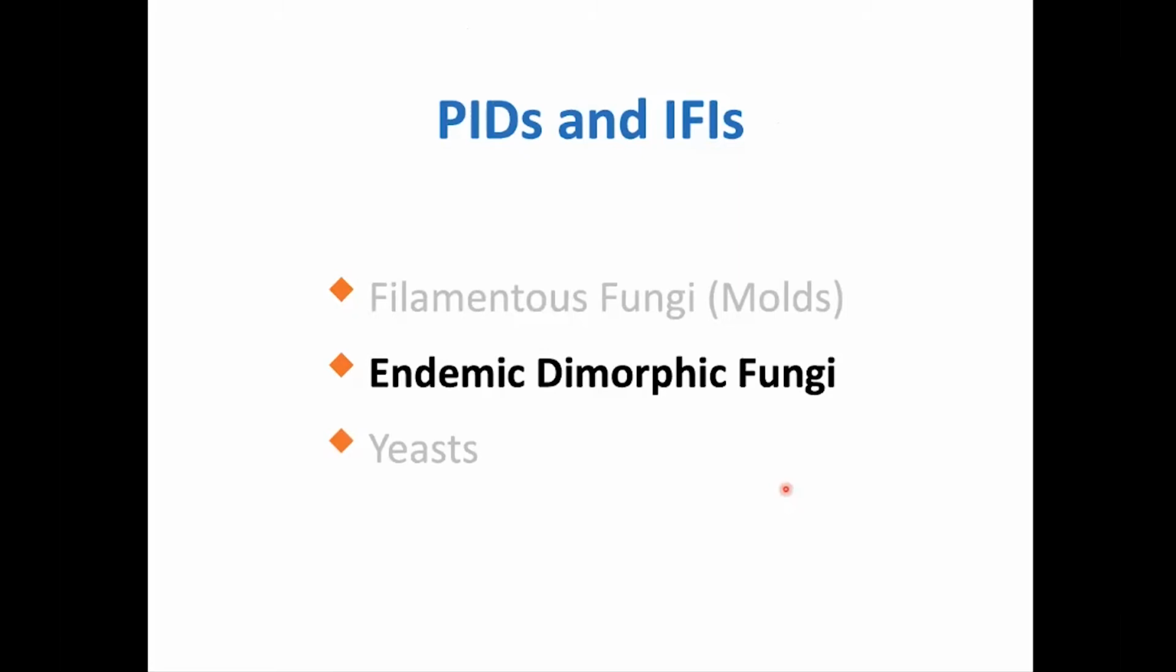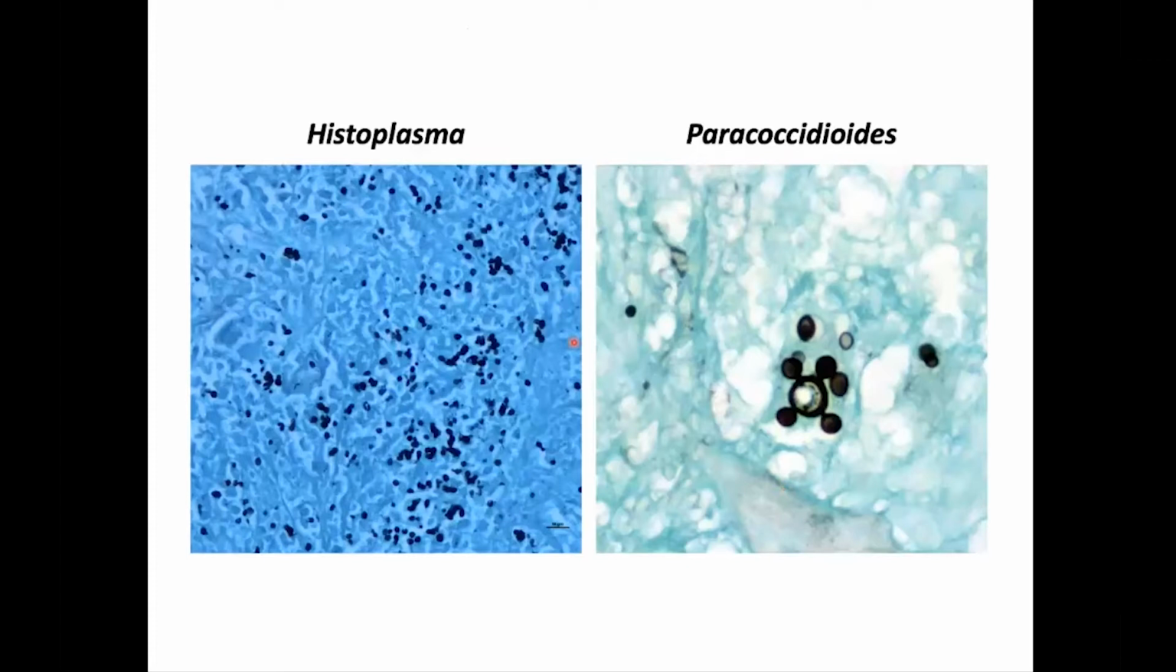Going from molds to the second category of fungi I would like to discuss with you today, the endemic dimorphic fungi. Endemic because they're really geographically more restricted than the ubiquitous molds that are everywhere. And dimorphic because although the molds I showed you come in conidia and hyphae, so they're also dimorphic, the dimorphic fungi, which are prototypically shown here, Histoplasma and Paracoccidioides, come as molds in the environment, are inhaled, and then in tissues they become yeasts, as you can see here.